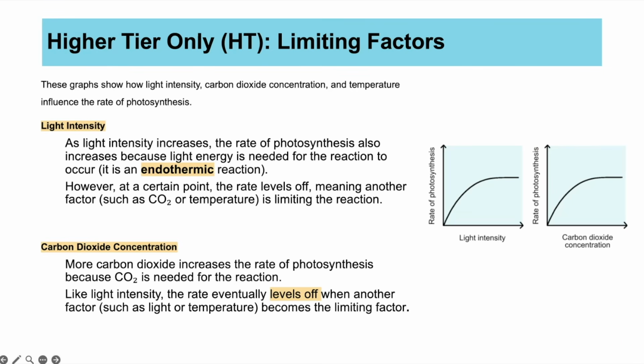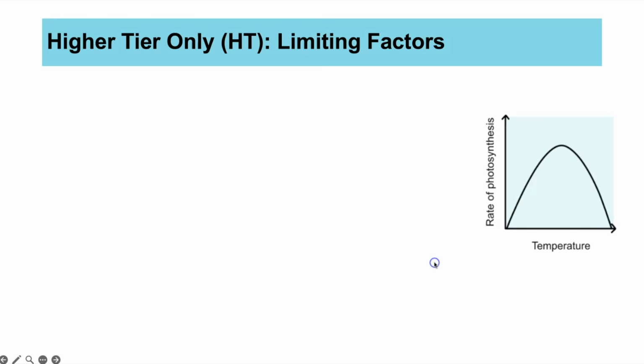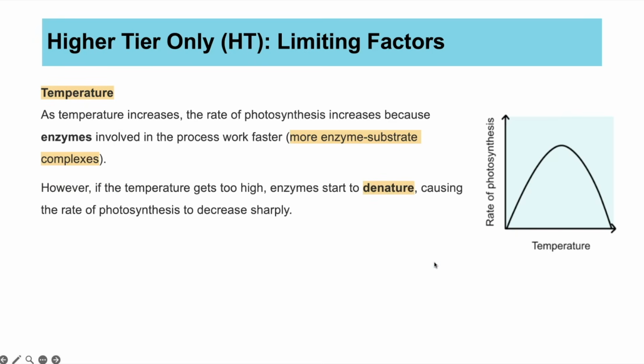Now, I've actually already talked through all of this, but if you want to pause so you can make notes and write it down or turn it into a flashcard, this is the information that I was just talking through to describe and explain the light intensity limiting factors graph and the carbon dioxide one. And then on the next slide, we have the one for temperature.